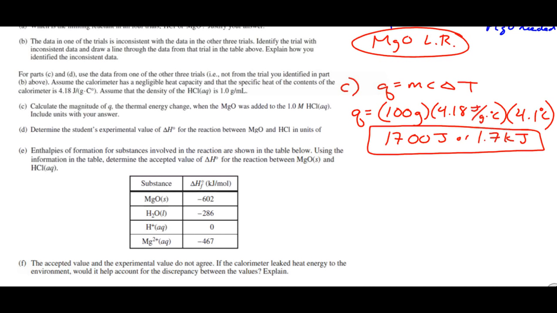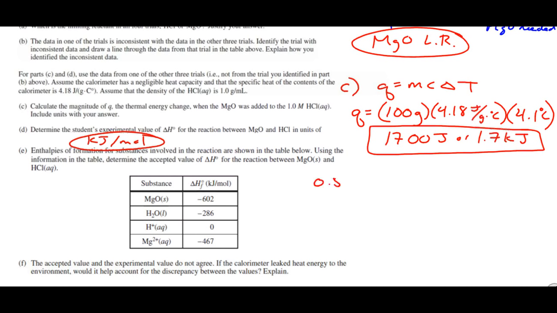Letter D, determine the student's experimental value of change of H for the reaction between MgO and HCl in units of, and I'm sorry, this got cut off, in units of kilojoules per mole. That is really important. They are going out of their way to say that, kilojoules per mole. So what you have to realize is that all we right now have is kilojoules, which is Q. Q is not enthalpy. Q is just heat. Enthalpy is the amount of heat per the amount of stuff, which is moles. So all you need to do is figure out how much you have.